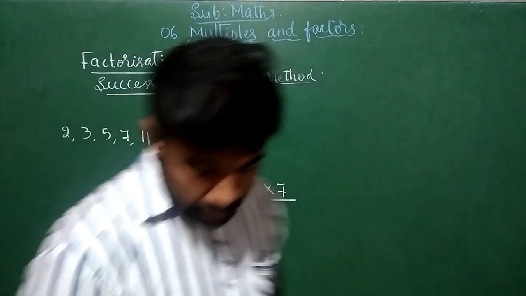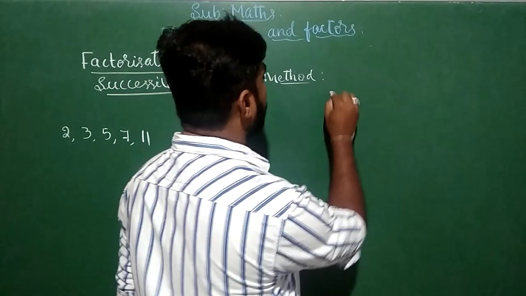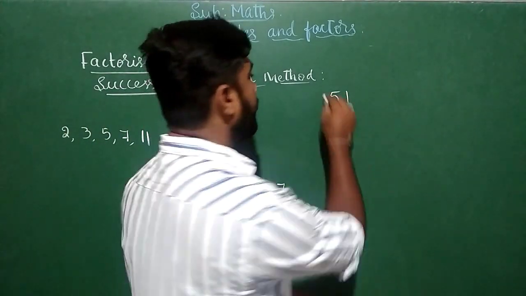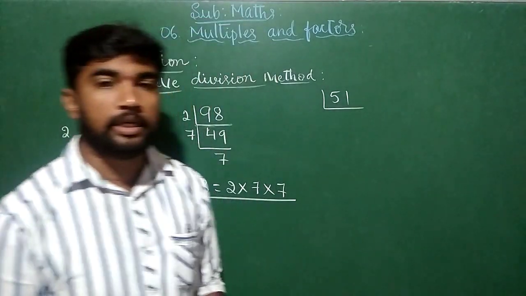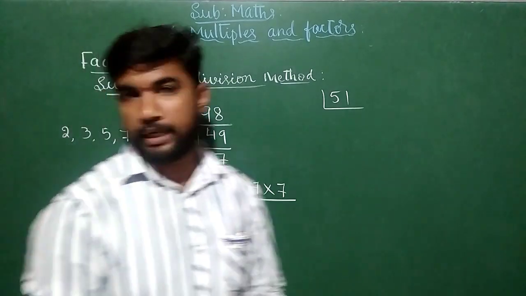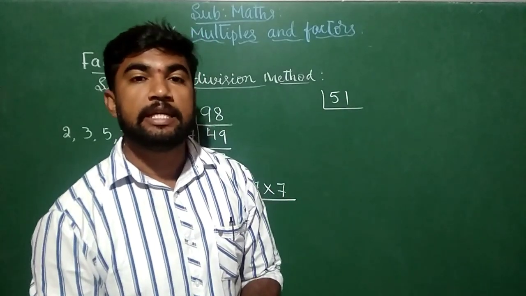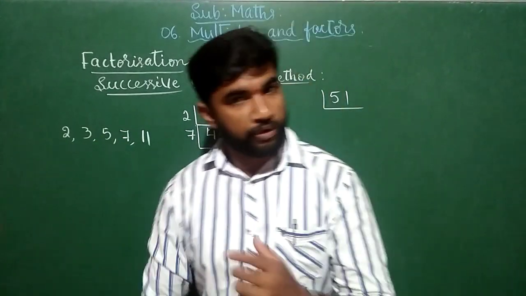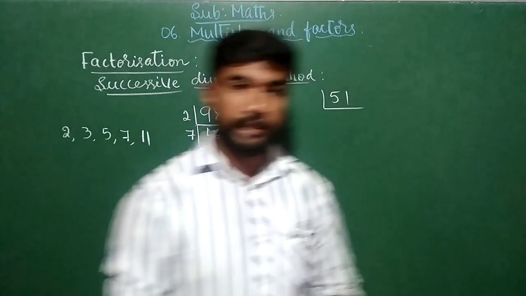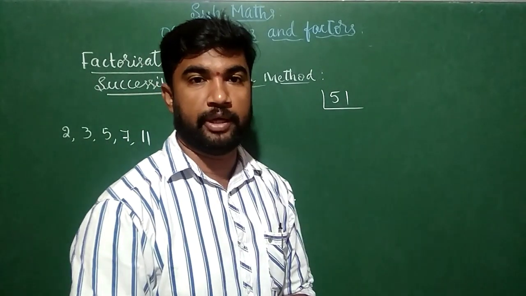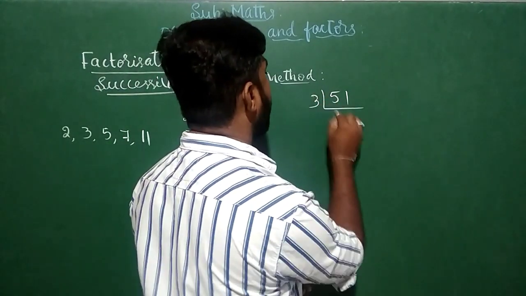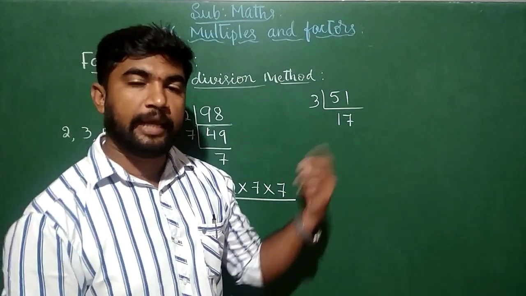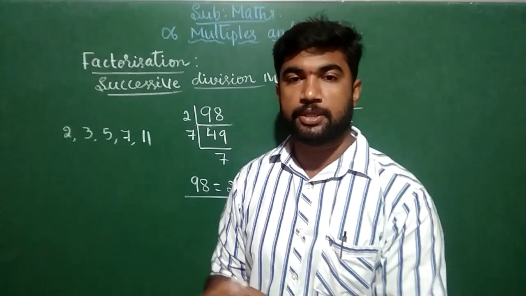Next, one more problem I will show, that is 51. This is the second problem from exercise 6.8. Is 51 divisible by 2? No, because it is an odd number. So the next prime number is 3. 51 is divisible by 3. Yes, exactly. 3 17s are 51. Okay, is 17 divisible by any other prime numbers?